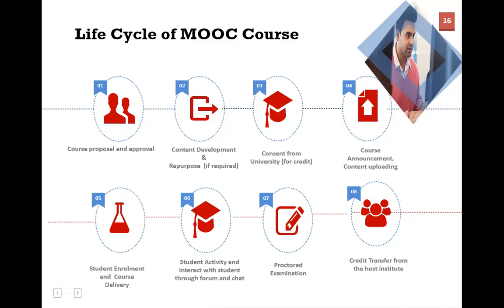So these are some of the life cycle steps that each faculty needs to follow when developing MOOC courses. This is the process of the entire MOOC course, starting from preparing the proposal, getting approval of the proposal, then content development, up to credit transfer. The whole responsibility lies with the course coordinator. We call this person the principal investigator of the particular course.